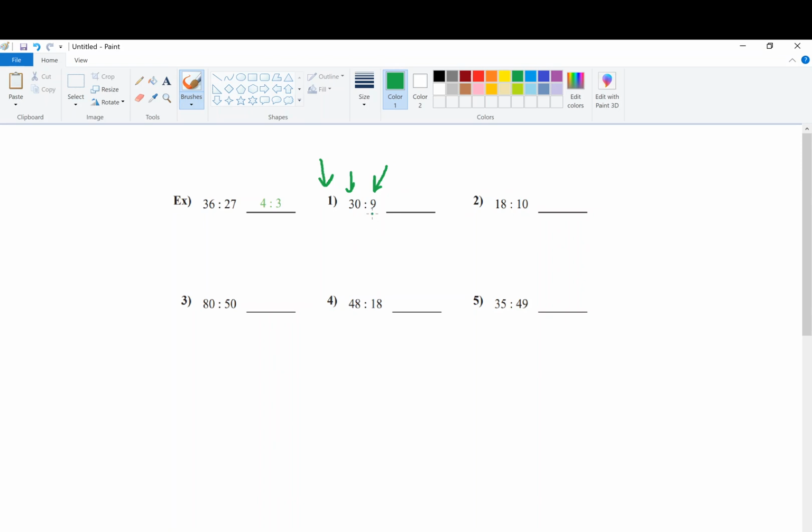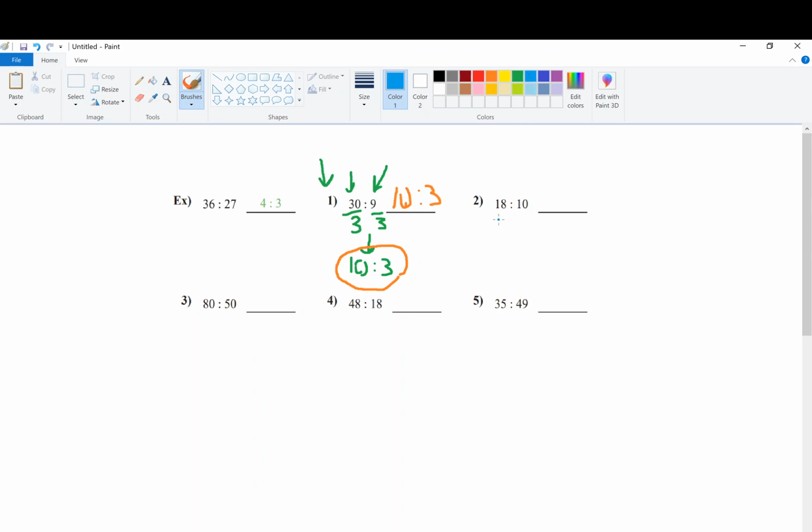So let's see if we have any others. 4 won't because 9 is not even. What about 5? No. 6? No. 7? Not quite. So we're looking at 3. We're going to divide both sides by 3. 30 divided by 3 is 10, and 9 divided by 3 gives me 3. So my new ratio is 10 to 3, and this is in simplest form. Notice that 3 is a prime number and 10 is not divisible by 3, so my ratio here is going to be 10 to 3.